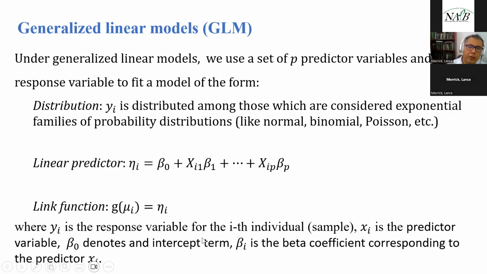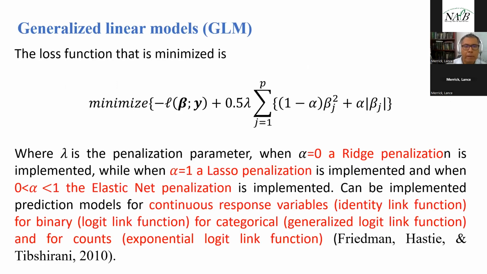For example, the link function for normal responses is the identity. For binomial it is the logistic or logit, and for Poisson, the exponential link function. Internally, as I mentioned before, we are using the GLMNet library, and the cost or loss function that this library minimizes is this one, in which we can see the negative log likelihood plus the penalization.